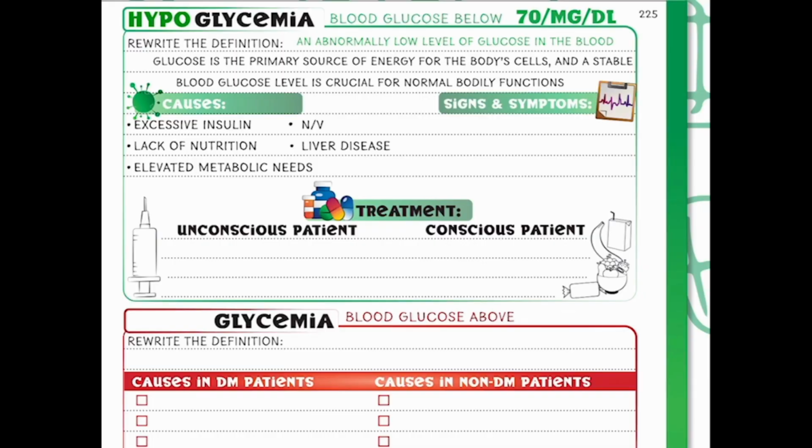The signs and symptoms of hypoglycemia, or low blood sugar, are going to be very obvious. We can have cool and clammy skin. We'll see sweating, or diaphoresis. We'll see palpitations and some irritability. We can also see weakness, altered mental status, and anxiety.